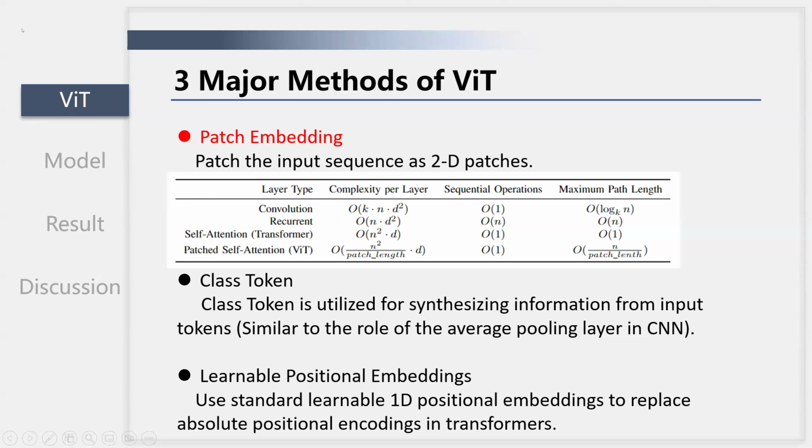And vision transformer is very similar to the transformer, but has the following three major improvements: patch embeddings, class token, and learnable positional embeddings. The most important one is patch embedding. It patches the input sequence as two-dimension patches.